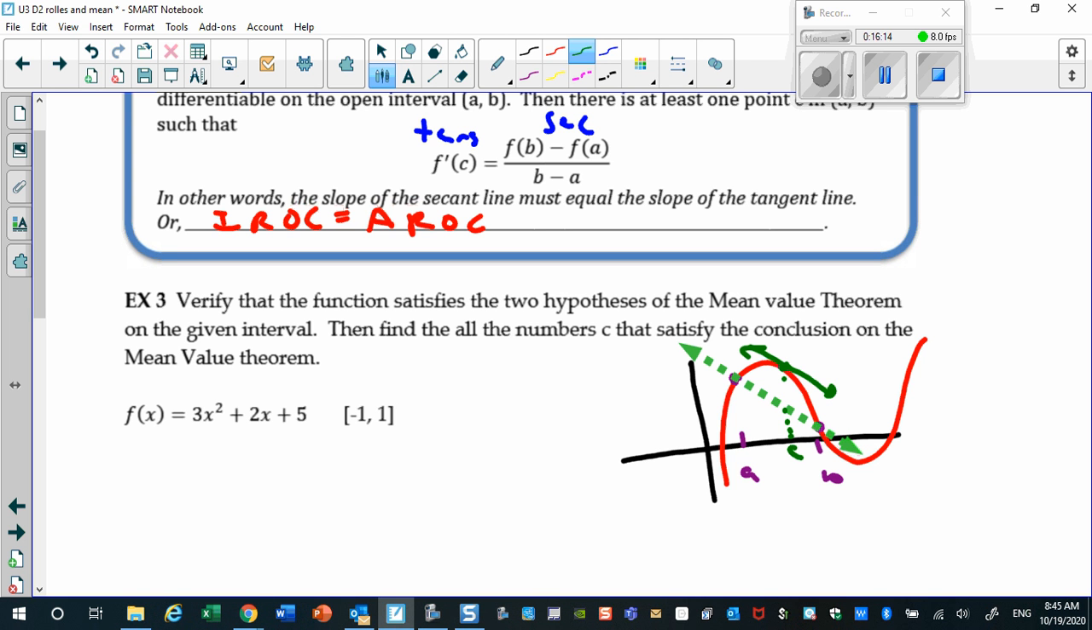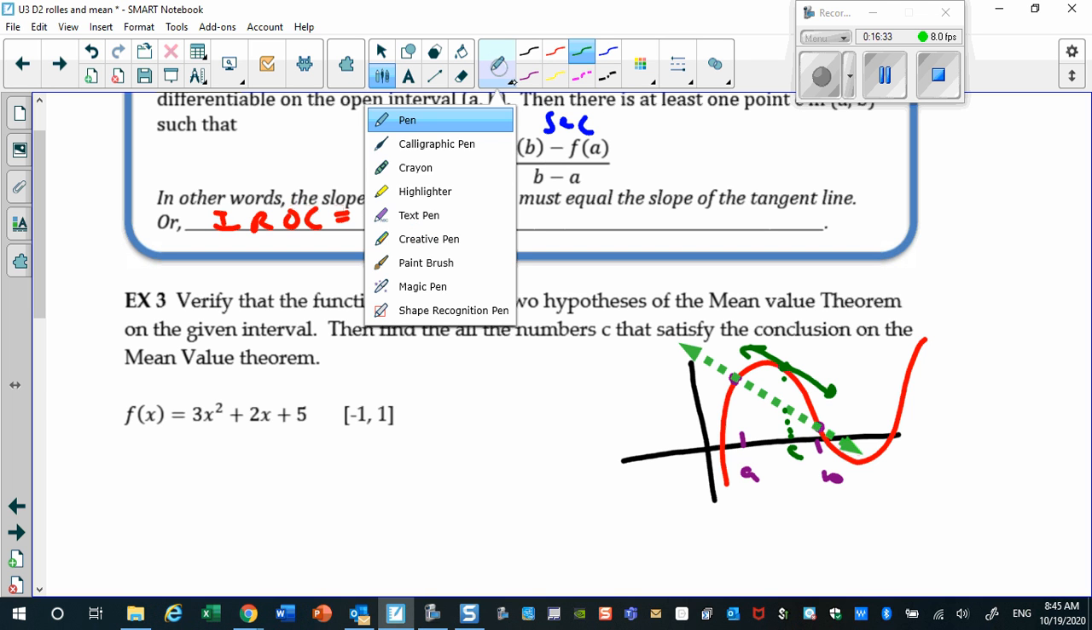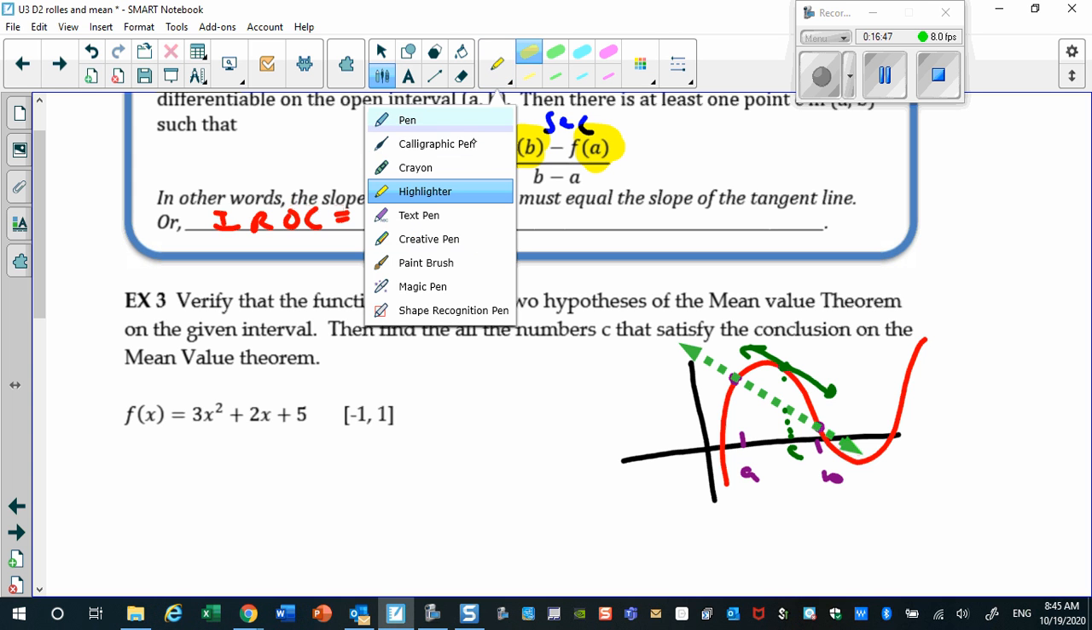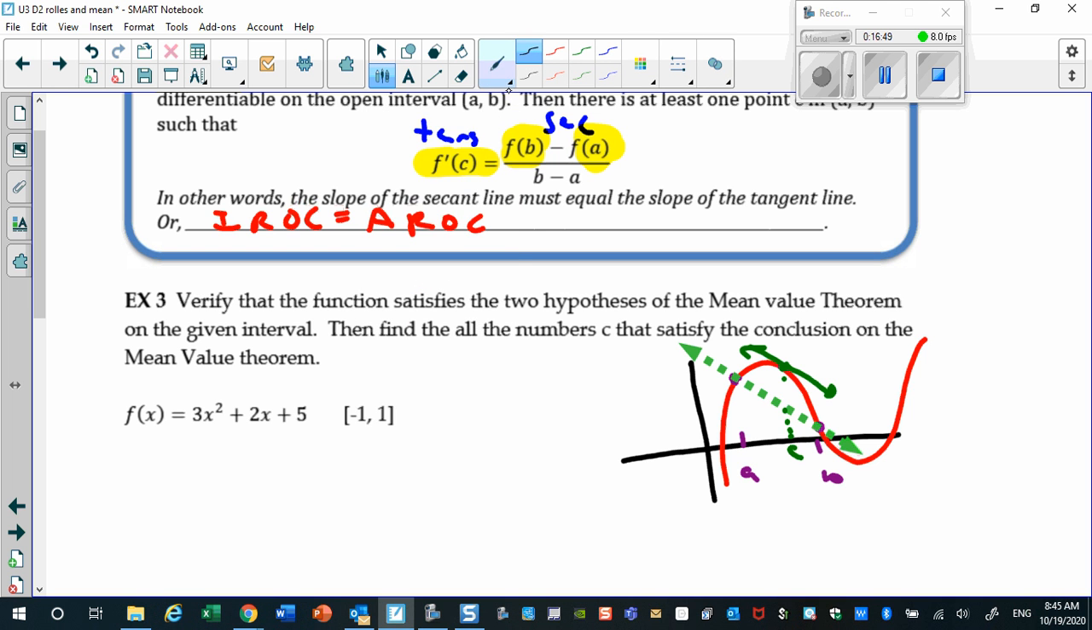Mean value theorem says that if my average rate of change is equal to my instantaneous rate of change, then there is a c that occurs inside a and b. By the way, why is Rolle's theorem a subsidiary of this? If f of a is equal to f of b, then when you subtract them, you get 0, and therefore f prime of c would equal 0. That's why Rolle's is a subsidiary. So you could always use mean value theorem instead of Rolle's. That's totally fine.